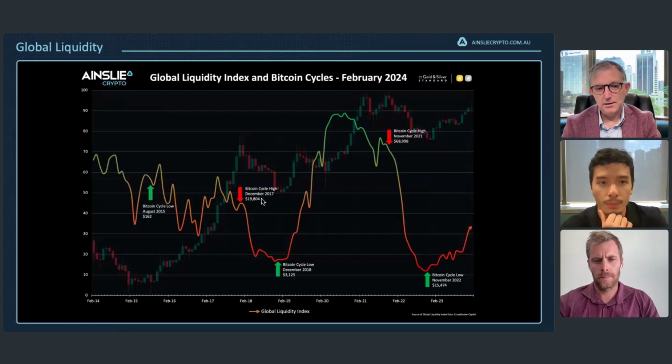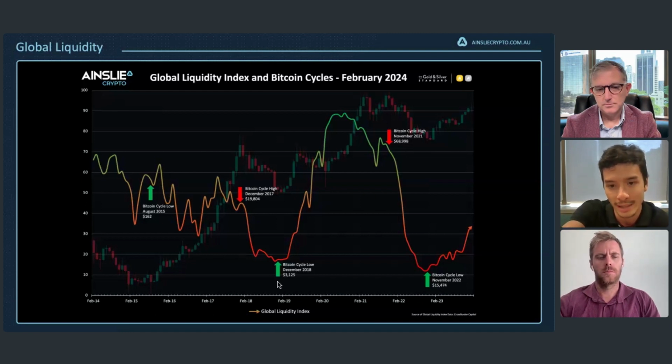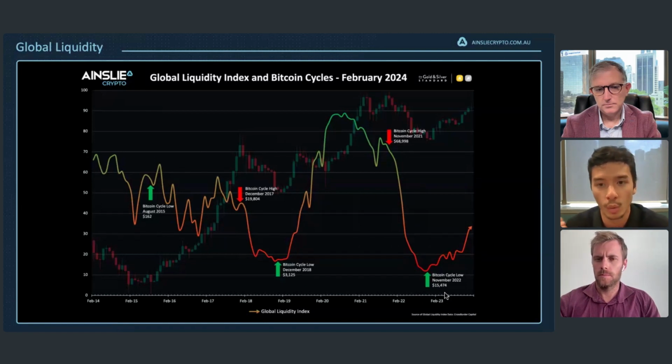Do you want to explain this? Because I think this chart is just fascinating. Yeah. So this chart right over here, we can see the bottom in those two bottoms: 2018 and 2022. Those are the bottoms of the global liquidity cycle. And as you can see with Bitcoin, it bottomed out really right near the bottom there.